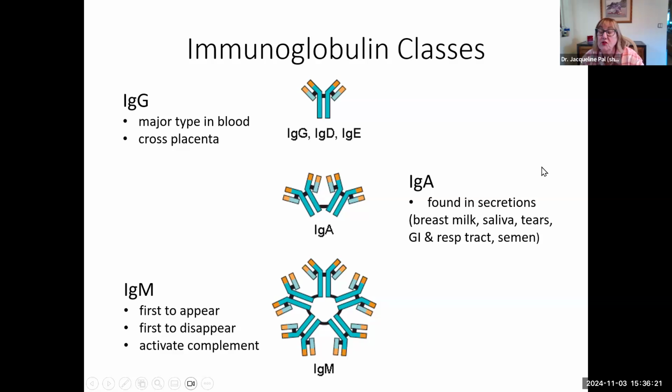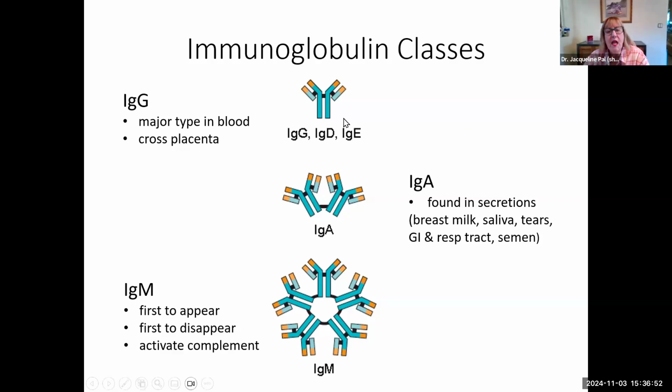Another type of immunoglobulin is this dimer, IgA. This one is found in your secretions. And I mean all your secretions, breast milk, if you're a nursing mother. So if you have a cold and you are breastfeeding, this is going to help prevent your baby from getting sick. It's also found in your saliva. So if you're kissing a loved one and your loved one is sick, they are transferring antibodies to you as well. It's also found in your tears, in your respiratory tract, your GI tract, and man, yes, also in your semen.